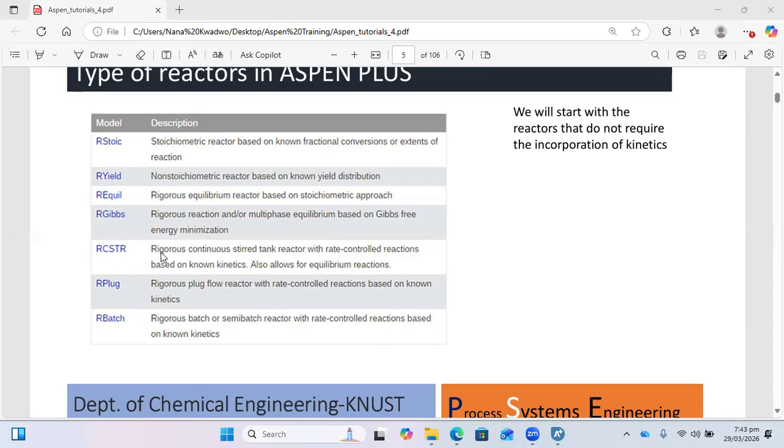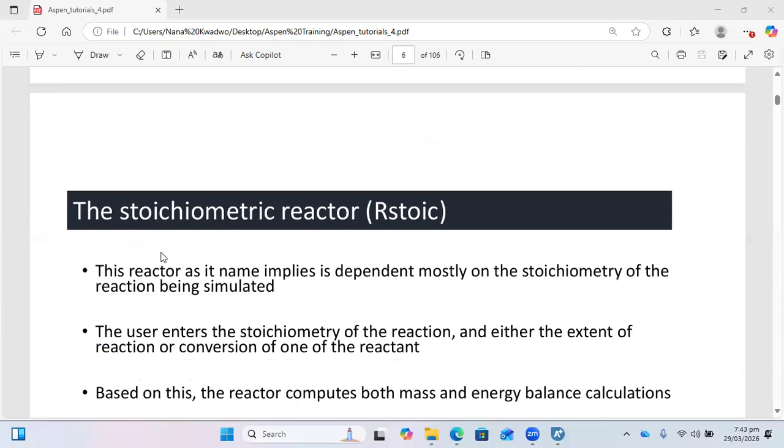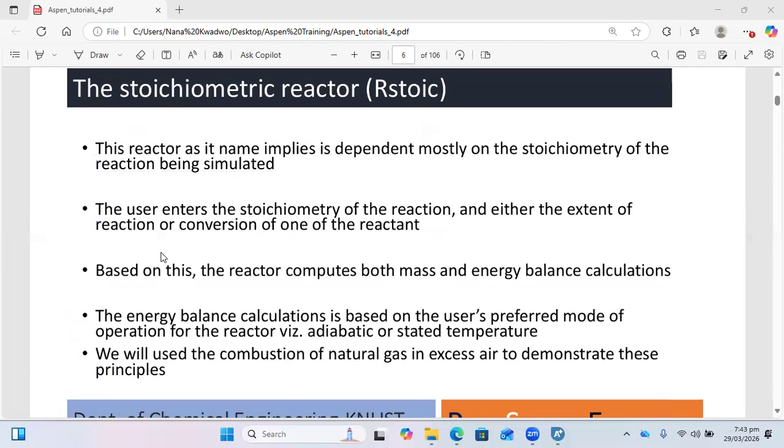Right. Then we have the more rigorous ones, the CSTR, the plug flow reactor, and then the batch reactor. So for those ones, we need a little bit more data to do their specifications. So as I said, we've already seen how to use RStoic before. I think that was in our second discussion or so. So we'll quickly go over that one so that we can spend more time on the others.